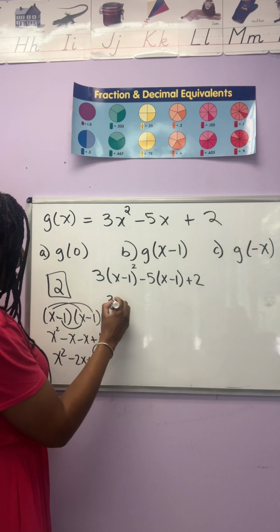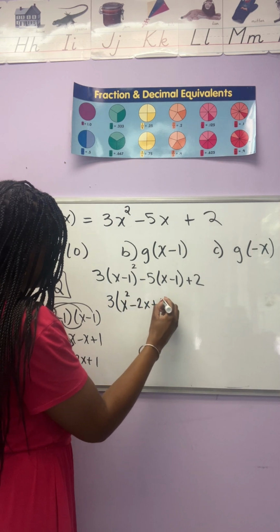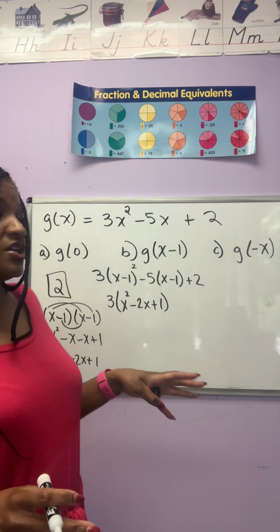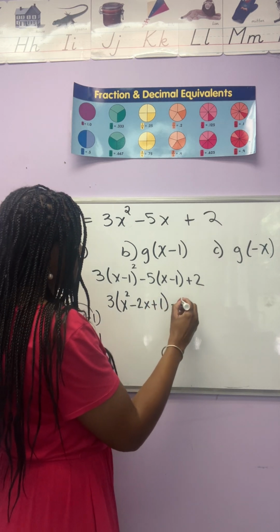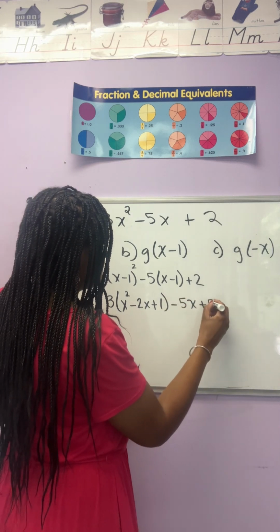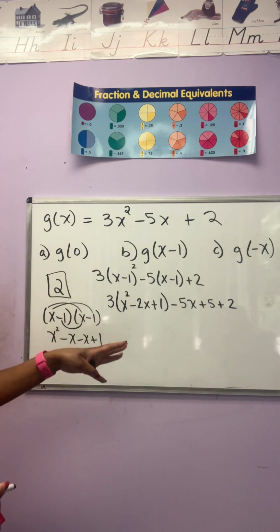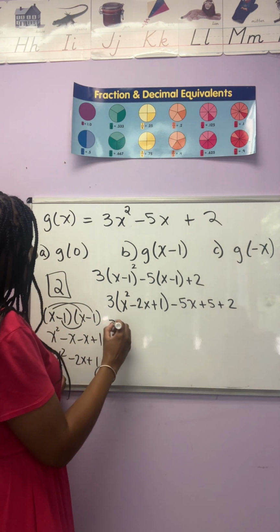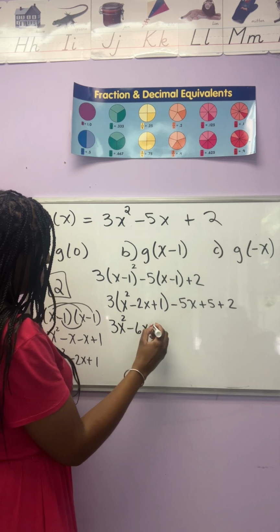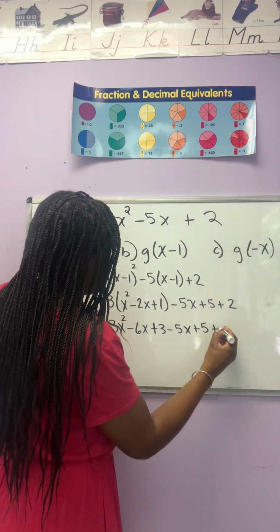So this is what we have: x squared minus 2x plus 1. In the interest of time, I'm just going to also do the multiplication here too. So minus 5x plus 5 plus 2. Now let me distribute: 3x squared minus 6x plus 3 minus 5x plus 5 plus 2.